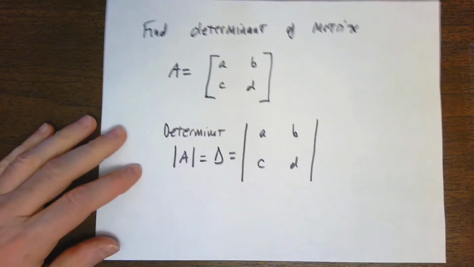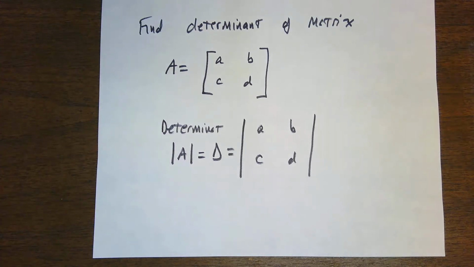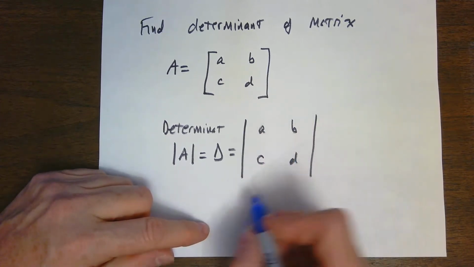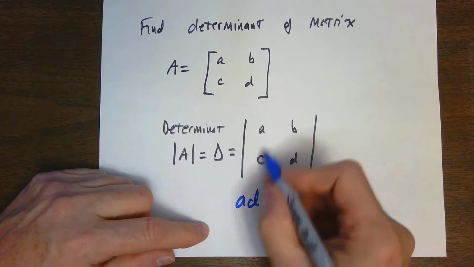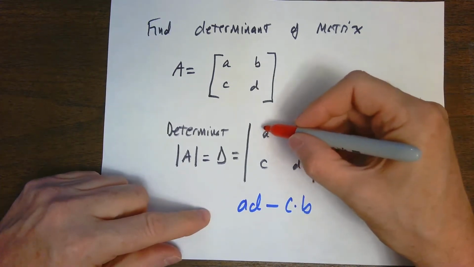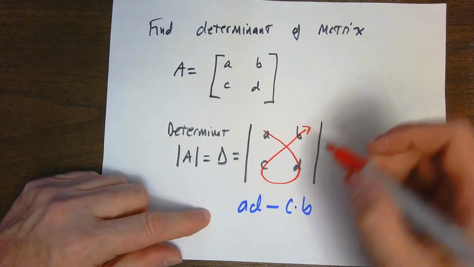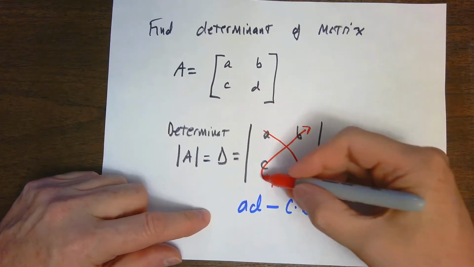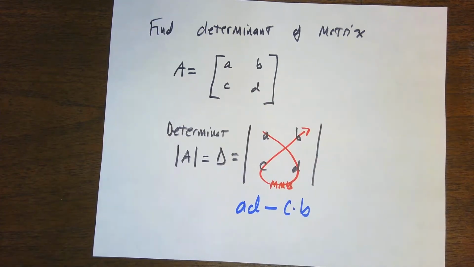And the way we calculate the determinant of a matrix, I know I keep using that word, and it's like, well, what is it? The determinant of a matrix is a number. It's a special number that can be used to help unlock the matrix. The determinant of the matrix is found by this formula: A times D minus C times B. That's the way I learned it, a little trick here.